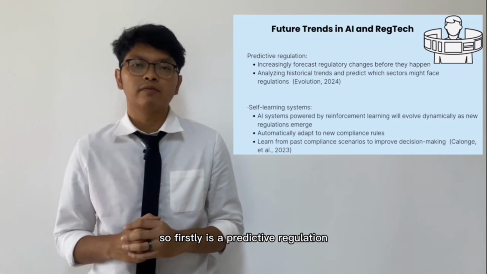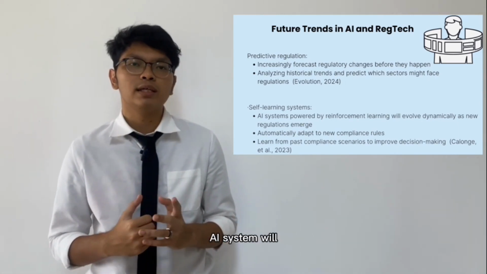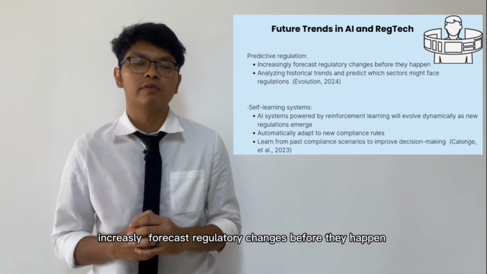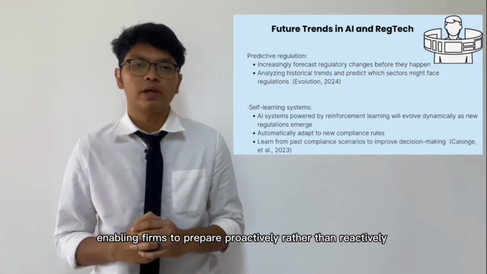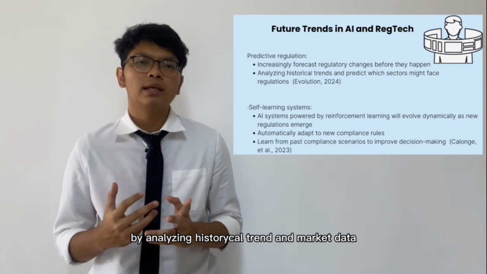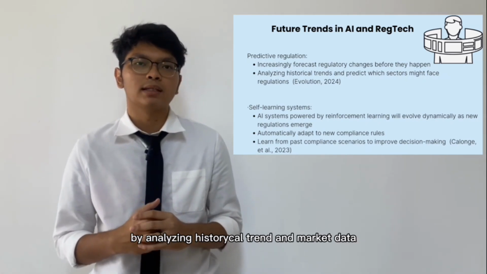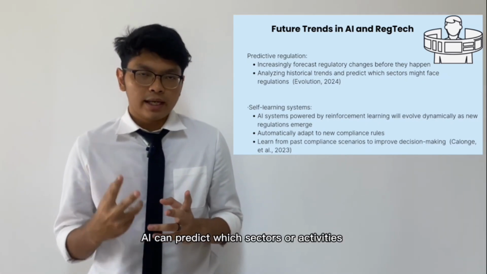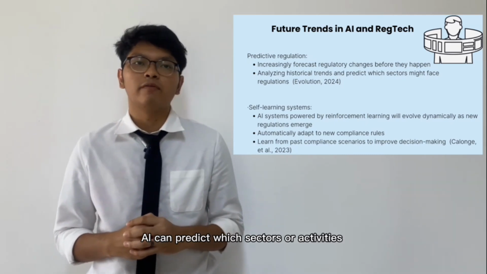So what are the future trends in AI and RegTech? Firstly, predictive regulation. AI systems will increasingly forecast regulatory changes before they happen, enabling firms to prepare proactively rather than reactively. By analyzing historical trends and market data, AI can predict which sectors or activities might face new regulation.